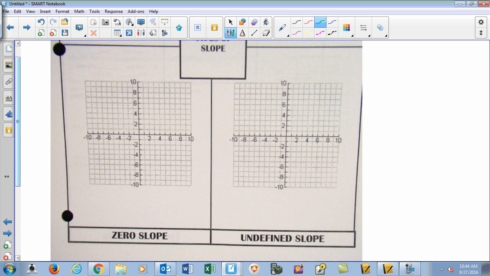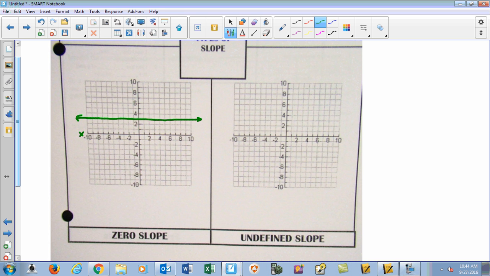A zero slope is basically a horizontal line. So I'm gonna just go straight across here at 3. Okay? These lines have zero slope. Why? Because there's no rise. Okay? The run goes on forever, right? It goes left and right forever, and it's parallel to the x-axis, but there's no rise. So this slope is always 0. A horizontal line slope is 0.